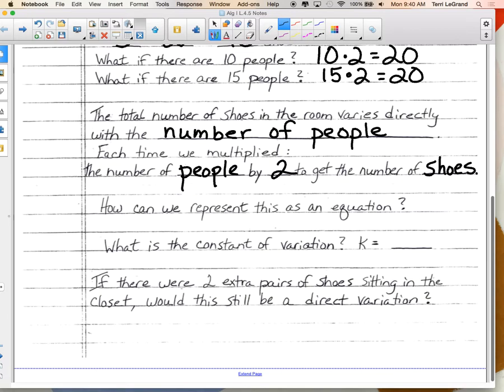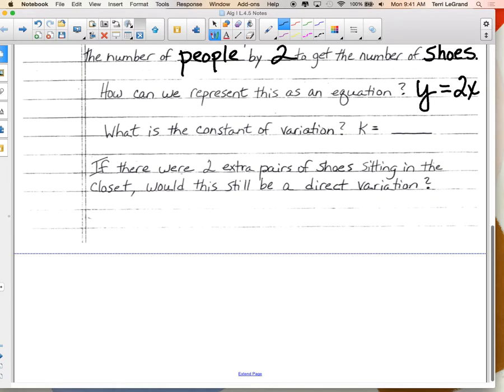So how would we represent that as an equation? In other words, the equation would represent any number of shoes based on the number of people. 2x, okay. What's that equal? y. Our total number of shoes, y, is directly affected by the number of people, and to get that total number of shoes, we multiply the number of people by 2. So what's our constant of variation then? What would we say our k value is? 2, yeah. Our constant of variation is 2. Every time that stays 2.